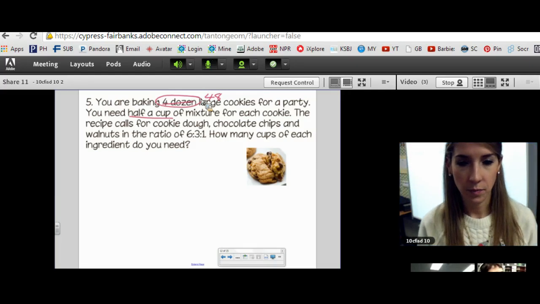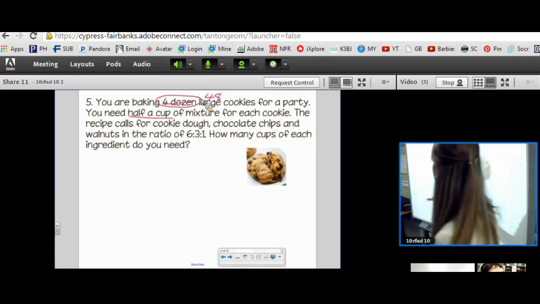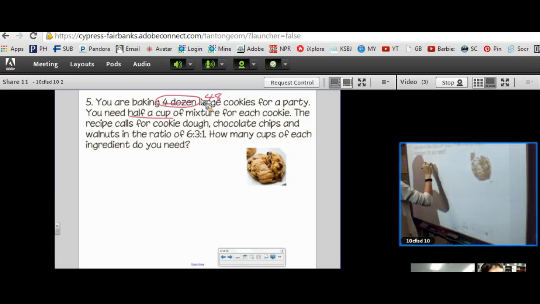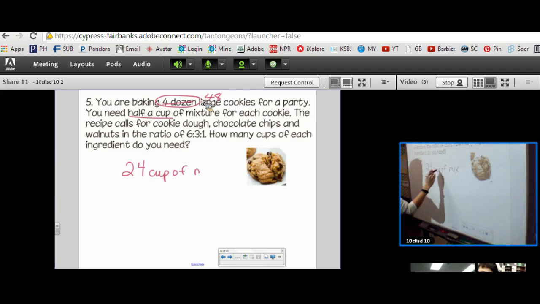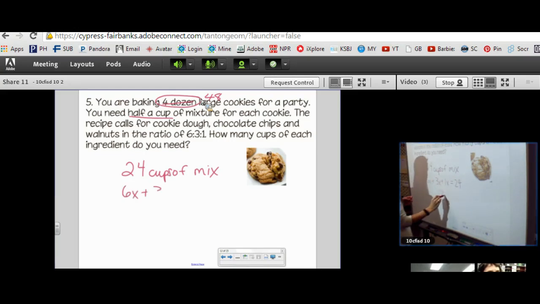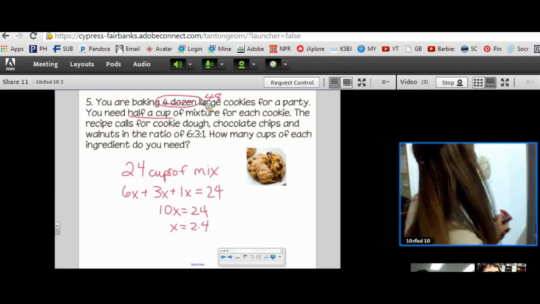Yeah, those are good. So we need 24 cups. Very good. We don't need 48 cups. That would be a lot of cookies. We need 24 cups of mixture, okay? So we're going to have 24 cups of mixture. So now we do that thing where we attach an X to it. 6x plus 3x plus 1x equals 24. 10x equals 24. X is 2.4. So about 2.5 cups of each, well, not of each thing, that's our ratio.